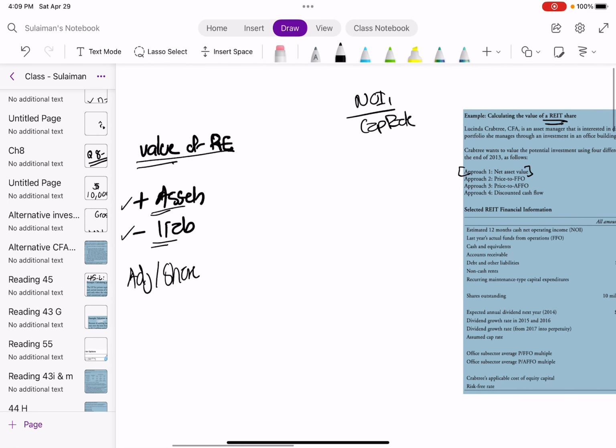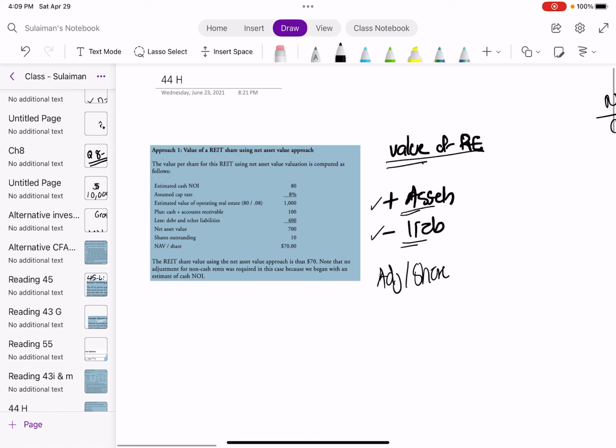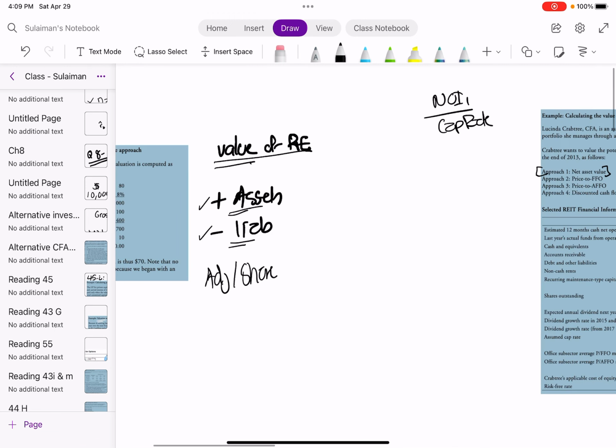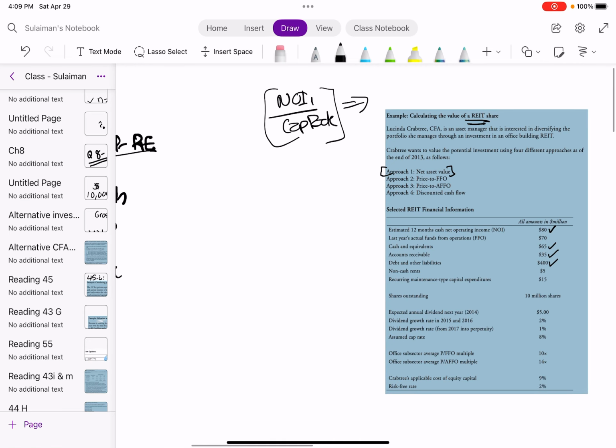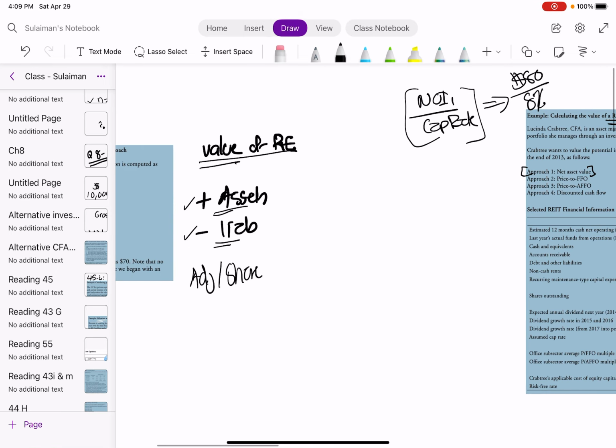First number. Now we want to calculate the value of the property. If you look at how the results are calculated, we want to find the value of the property. We're going to use this equation. So what is the net operating income for the first year? It's $80 million. What is the cap rate? You look at the assumed cap rate over here. It's 8%. So what's the value of this property, the operating real estate? The value of this property is $1 billion. So it's $1,000 million.